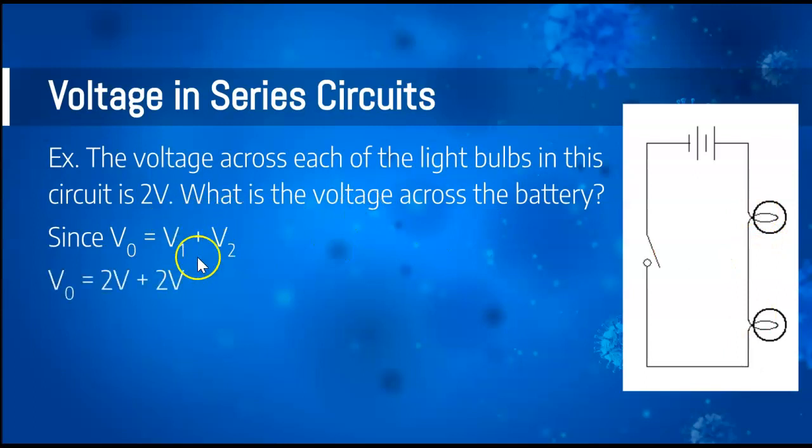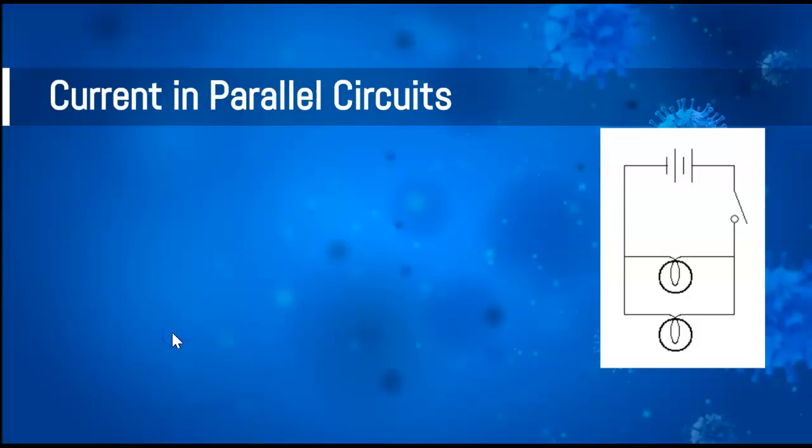Now, we know that the voltage of each of the lamps is 2 volts from the question. So that means the total has to equal 2 volts plus 2 volts. So that tells us that the voltage of this battery has to be 4 volts. All right, so that's series circuits.